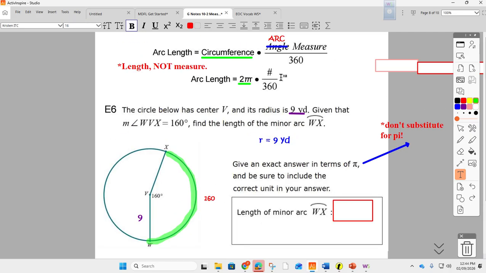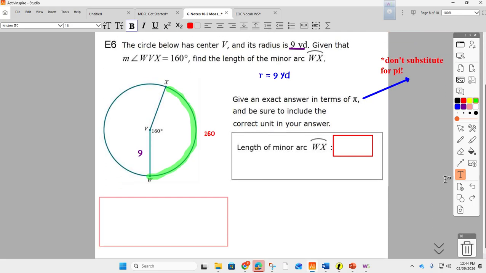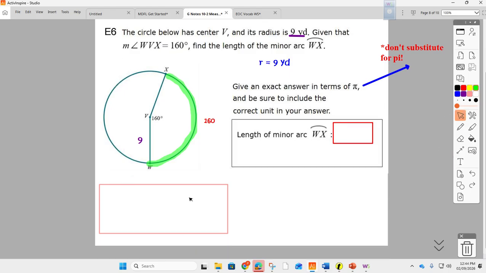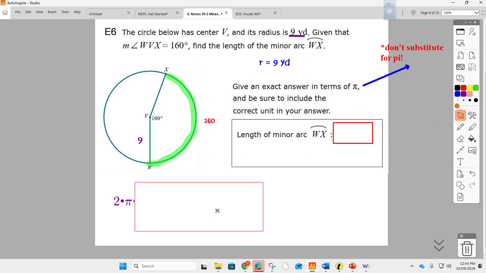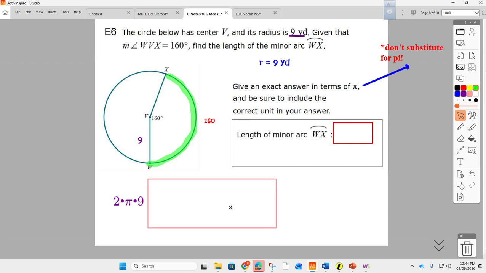Now here's another little twist. Give an exact answer in terms of pi and be sure to include the correct unit in your answer. Remember, this is all length. There's not going to be any exponents on our unit of measure. So the formula is going to be 2 times pi times 9 times the part over the whole.